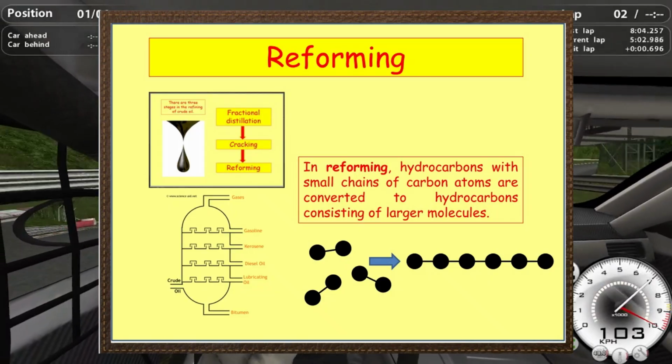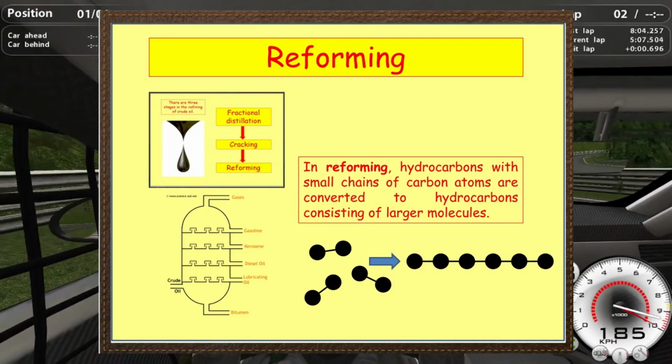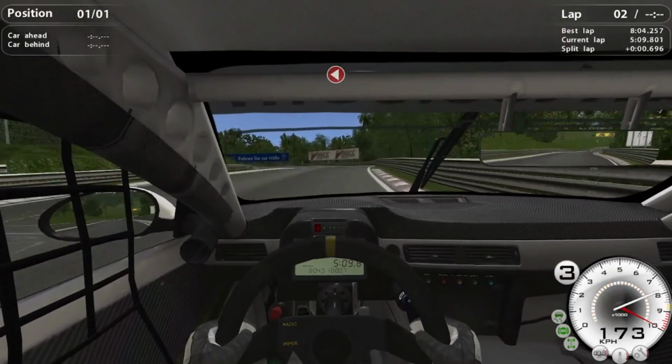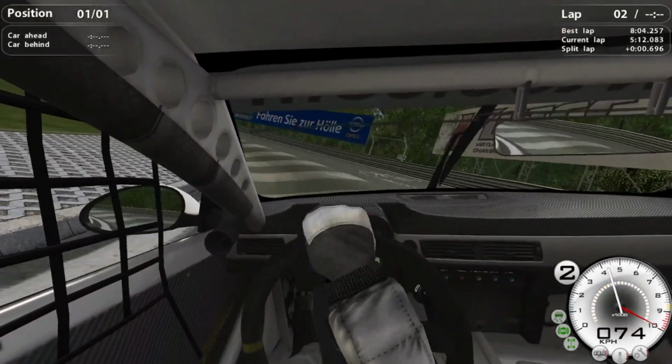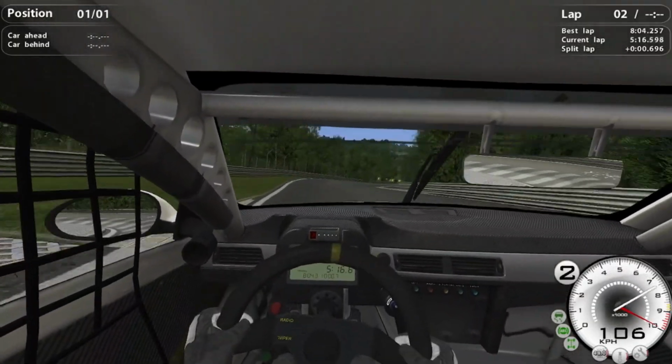Reforming is the opposite of that. So it's going to be rearranging small molecules into branched ones for more useful items too. Like in this case, we have high octane fuel, like what's used in race cars, like the one basically in the background of this entire video.